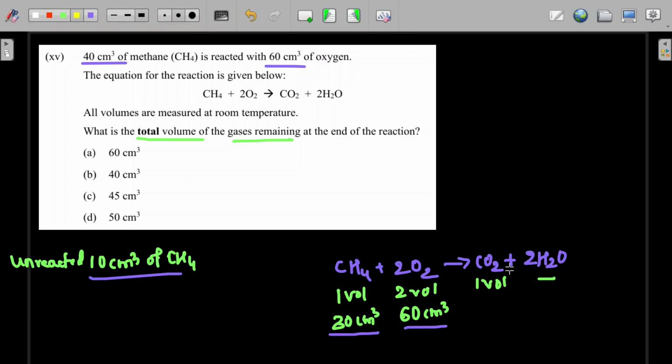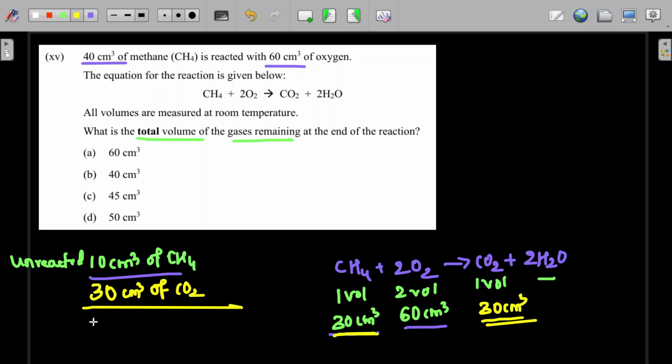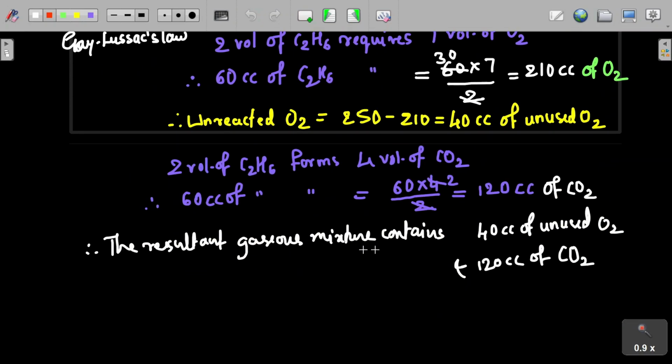Second part, that is CO2. Water anyway don't calculate. CO2 is 1 is to 1. Now we are using 30 cm cube, so 30 cm cube will also form. So the product is 30 cm cube of CO2. Now you add both of them, you will get 40 cm cube total. So the total they have asked here is therefore 40 cm cube. Similarly in the previous question, we add that and write.